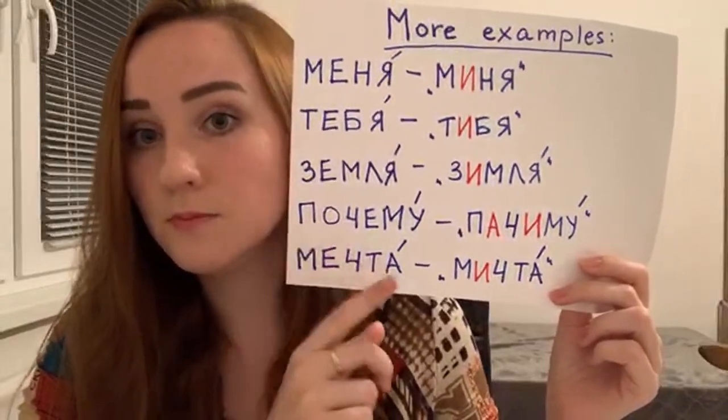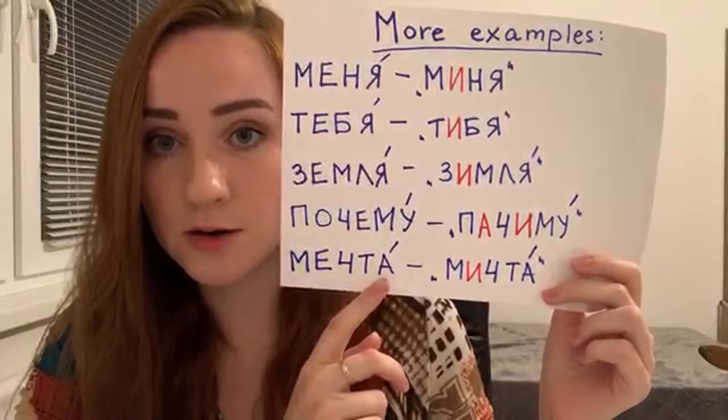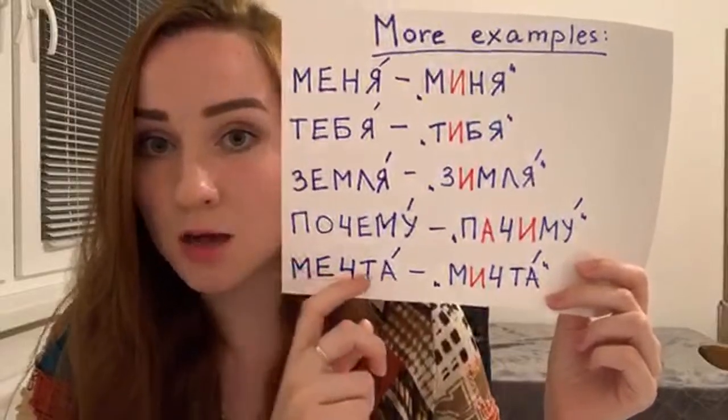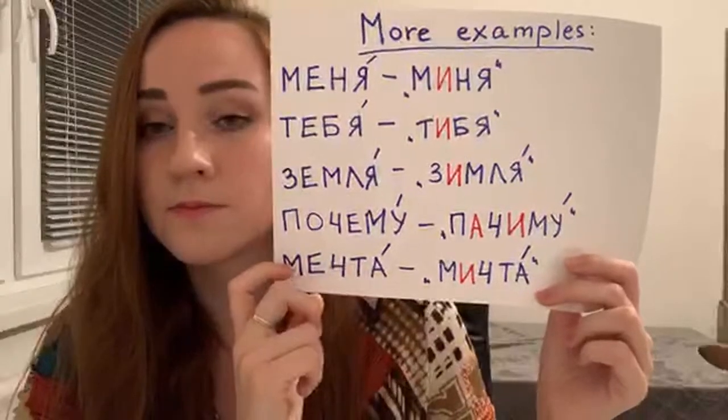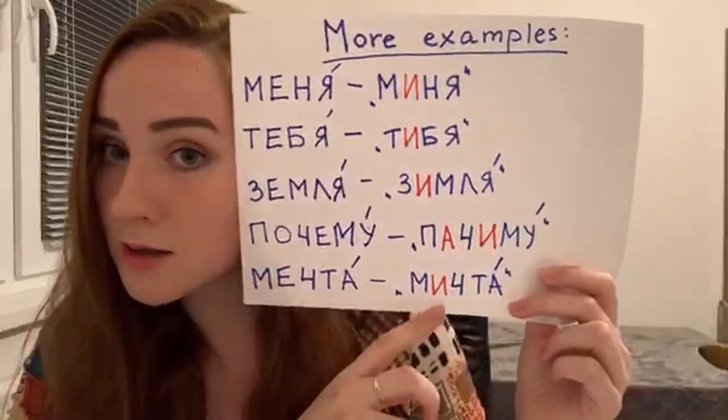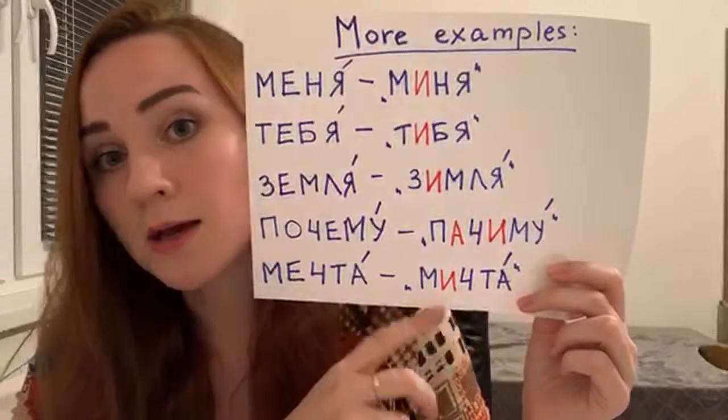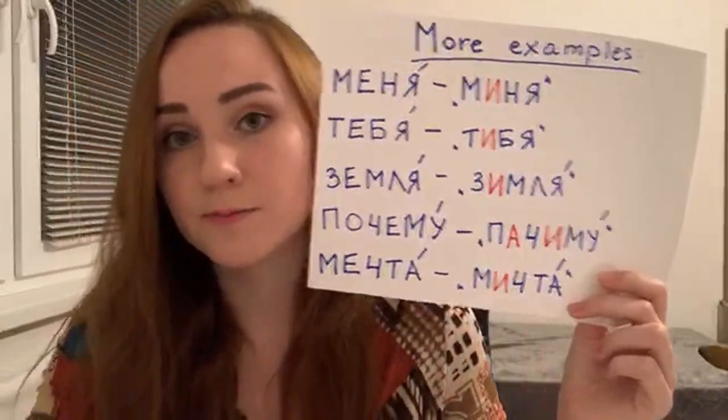And a nice word, a dream. Мечта. The A is stressed here. Мечта. Again, me. Мечта. Моя мечта. So it's not моя мечта.